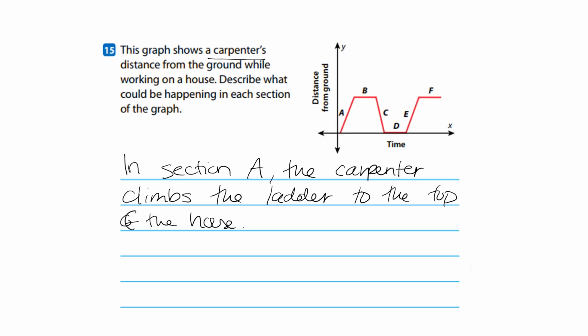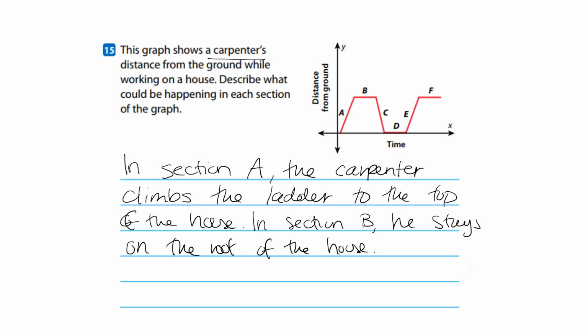We then look at section B. Section B is represented by a straight horizontal line, meaning he does not go up higher or lower. He stays at the same height. So we could say in section B, he stays on the roof of the house. Section C has him going back down, that is a downward slope, and so we can say that he is climbing back down to the ground.